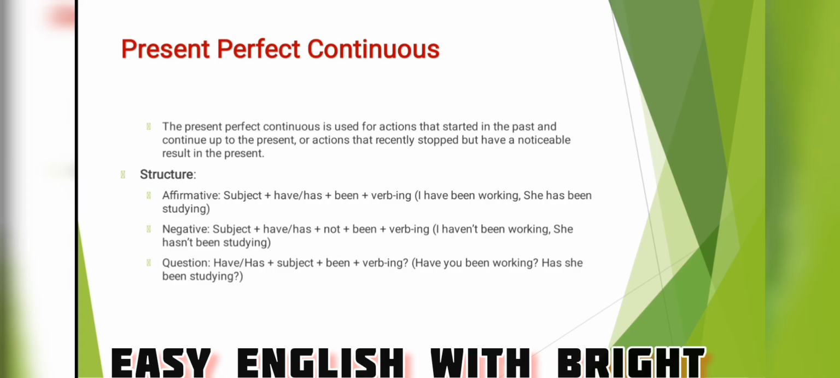Negative: subject plus have or has plus not plus been plus verb with ing form. I haven't been working. She hasn't been studying. Question: have or has plus subject plus been plus verb with ing form. Have you been working? Has she been studying?